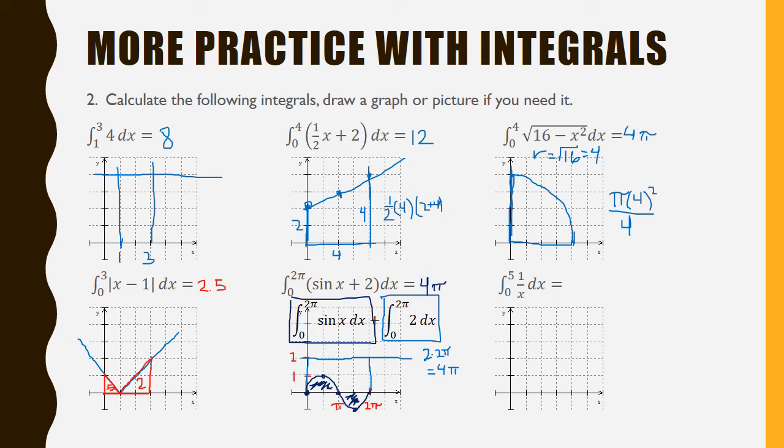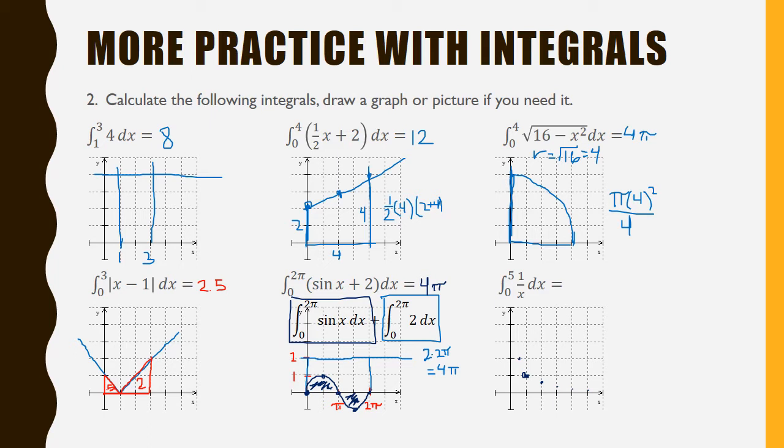Last one. 1 over x. So this one you might be a little bit less familiar with. I'm going to just plot a few points here. So for instance, when x is 1, we get 1. When x is 2, we get a half. When x is 3, we get a third, a fourth, a fifth. When x is 0.5, we get 2.